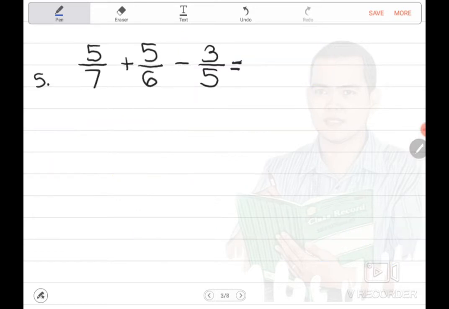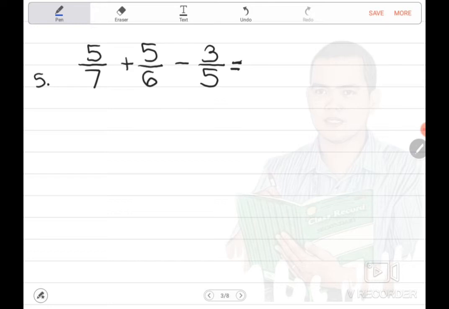Number 5. 5 over 7 plus 5 over 6 minus 3 over 5 is equal to... This example is a little bit harder because we have 3 dissimilar fractions. So how are we going to look for the LCD? We are going to look for the LCD of 7, 6, and 5 using the LCM.